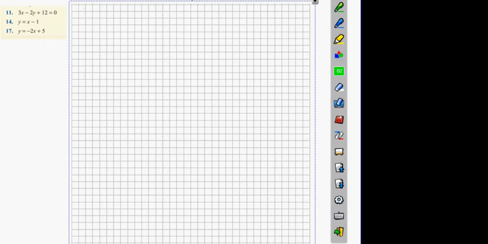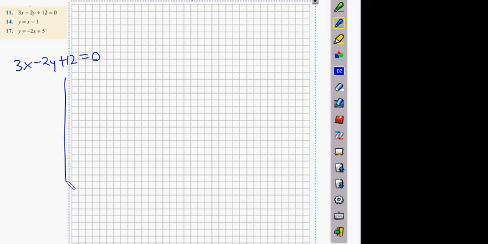What you're asked first and foremost is to draw the line 3x minus 2y plus 12 equals 0. We can do this two ways. The first way is to pick a letter to sub in. You can choose whether to replace x with a letter or y with a letter. Now remember, if it's on the line, it satisfies the equation.